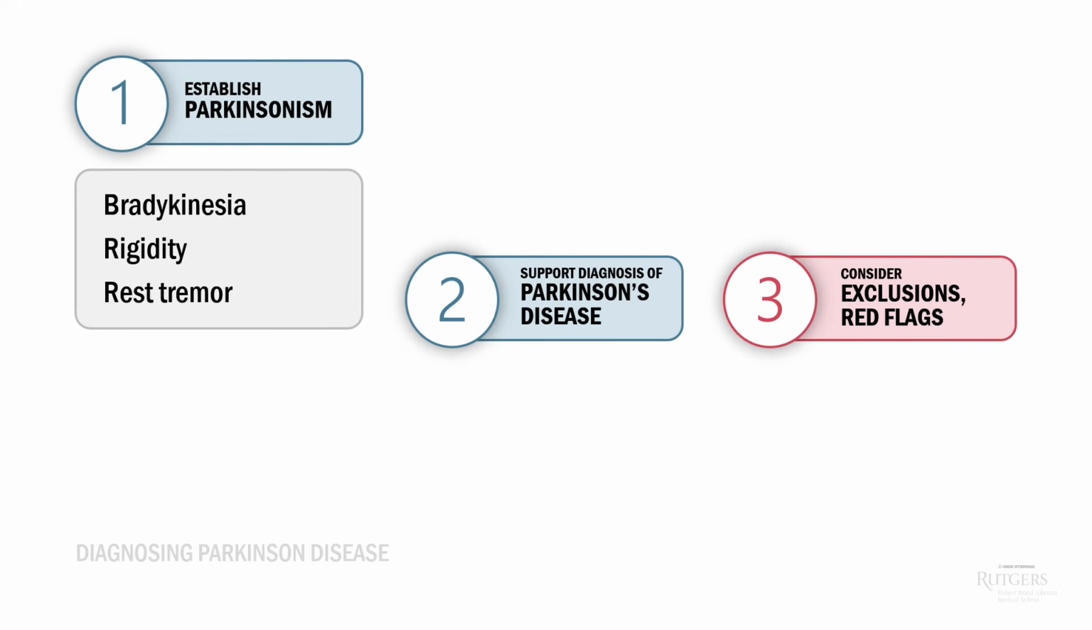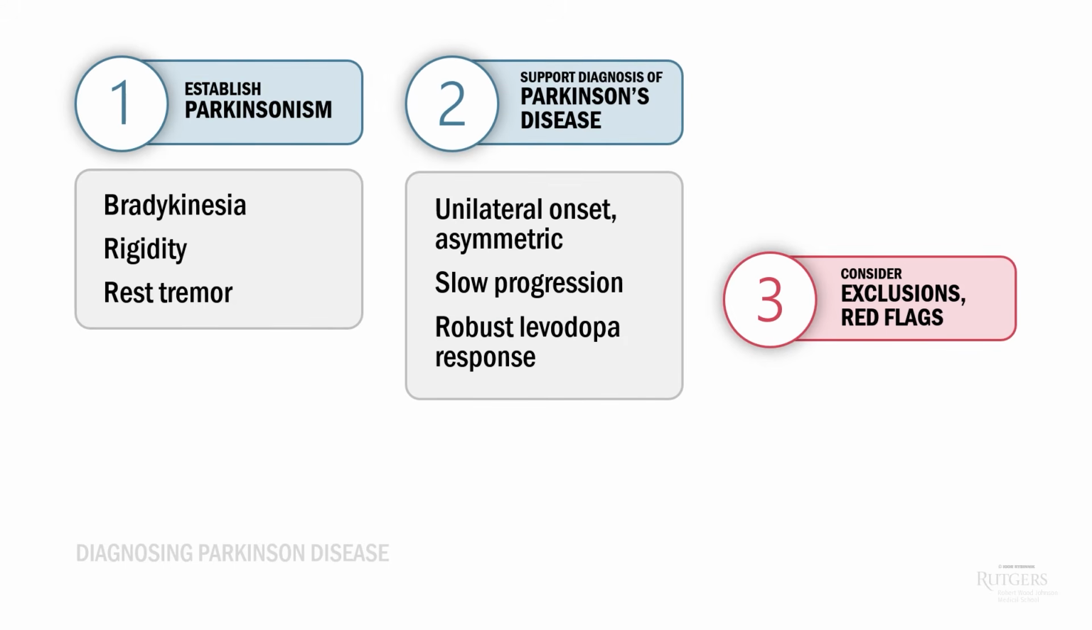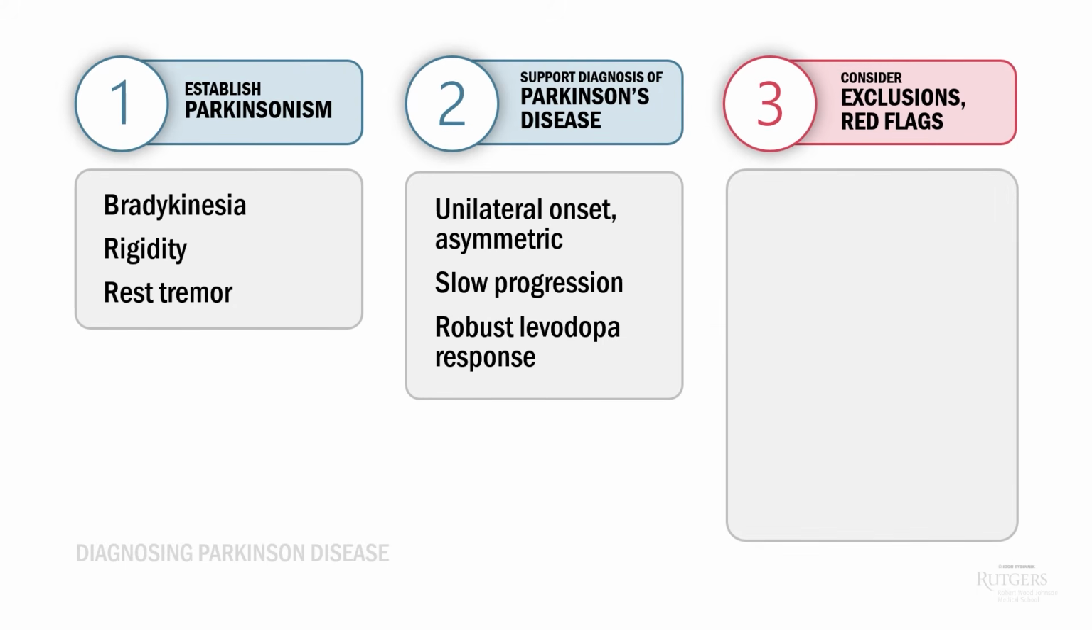We have already established Parkinsonism with bradykinesia, rigidity, and rest tremor. Symptoms were unilateral in onset and slowly progressive, and our patient responded to levodopa, at least for a time. So far, so good. Are there any exclusions or red flags, symptoms or history that's unusual for Parkinson's disease? Levodopa is less effective now, but he did have a good response in the beginning.